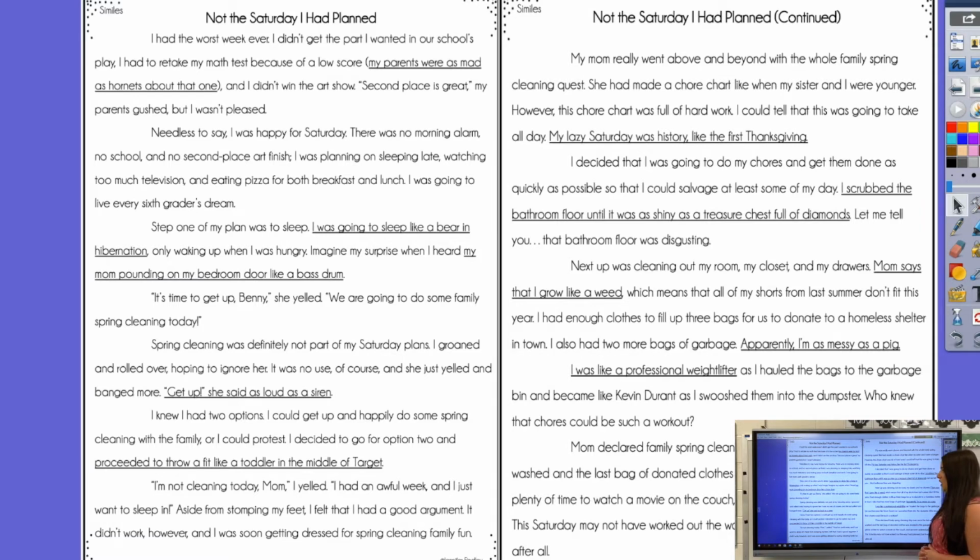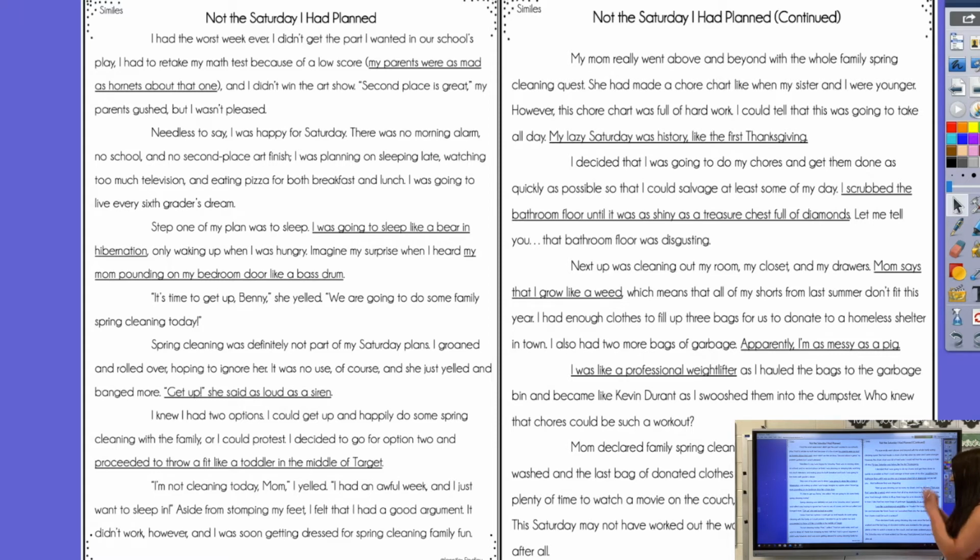I groaned and rolled over, hoping to ignore her. It was no use, of course, and she just yelled and banged more. "Get up," she said, as loud as a siren. I knew I had two options. I could get up and happily do some spring cleaning with the family, or I could protest. I decided to go for option 2 and proceeded to throw a fit like a toddler in the middle of Target. "I'm not cleaning today, Mom," I yelled. I wonder how that's going to work out for him.